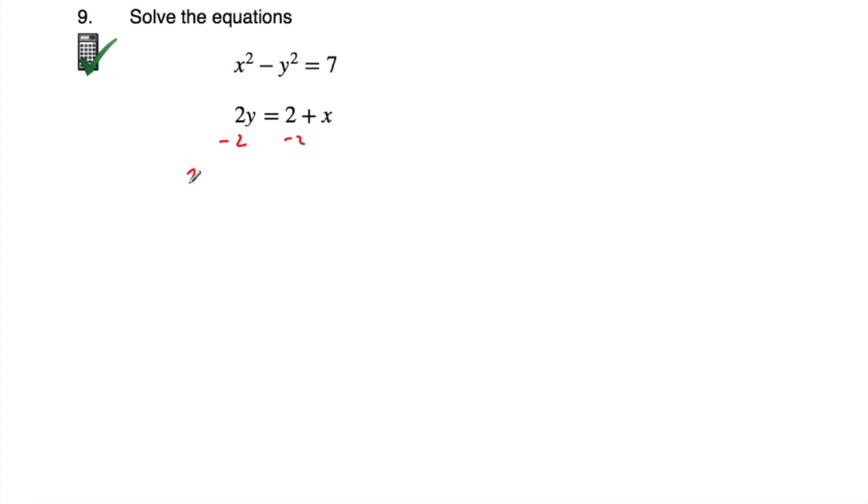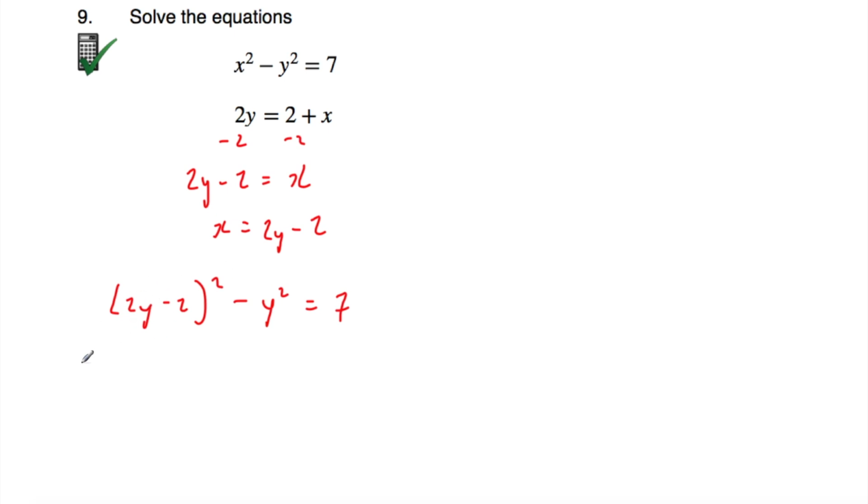So on the left-hand side, we'll have 2y minus 2, and on the right-hand side, we'll just be left with x. And if we turn this around, we're going to have that x is equal to 2y minus 2. Okay, so we've made x the subject of this. Now we need to substitute that into the nonlinear. So instead of x squared, we're going to write this squared. So it's going to be 2y minus 2, close bracket, squared, subtract y squared is equal to 7.